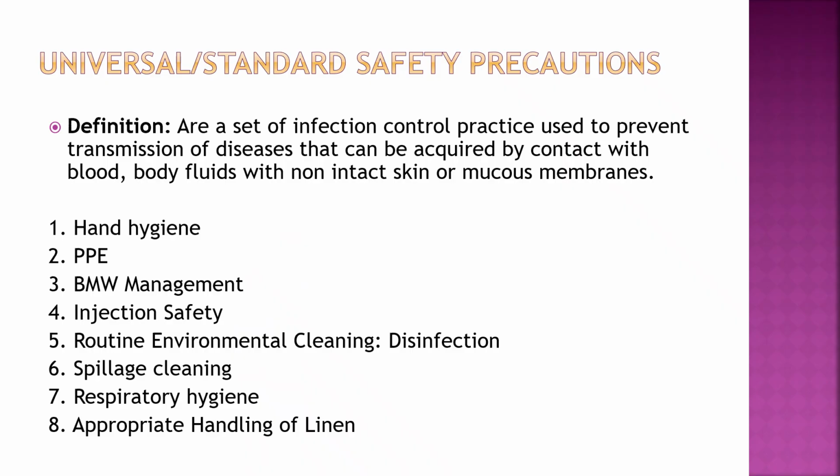So first, universal safety precautions. These are a set of infection control practices used to prevent transmission of diseases that can be acquired by contact with blood or body fluids with non-intact skin or mucous membranes. The components are hand hygiene, personal protective equipments, biomedical waste management, injection safety, routine environmental cleaning, disinfection, spillage cleaning, respiratory hygiene, and appropriate handling of the linen. So these are a few important components of the precautions.